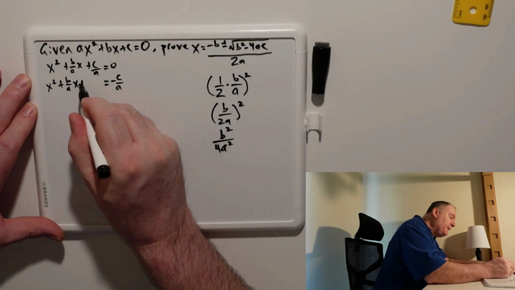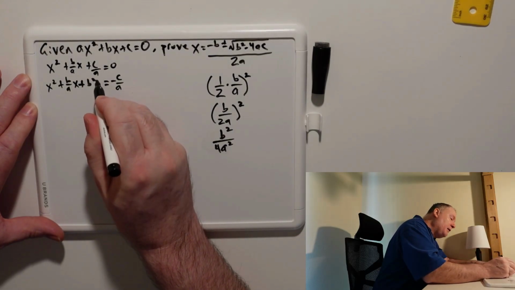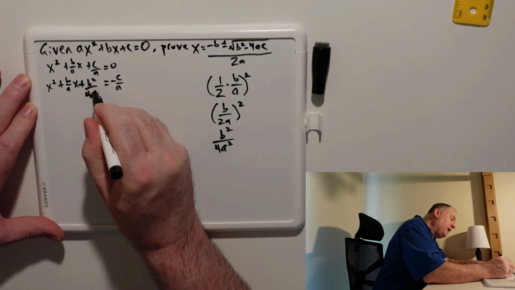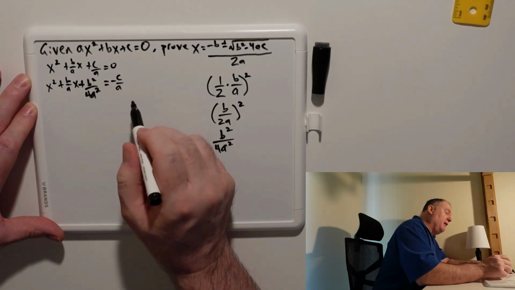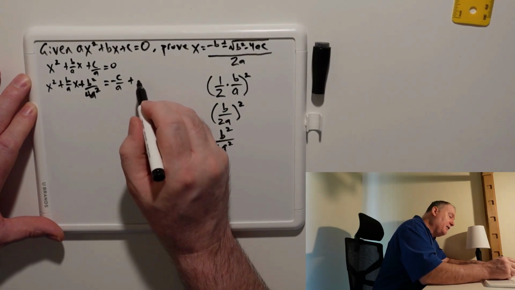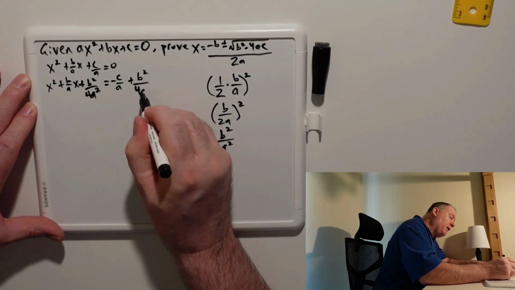plus this b squared over 4a squared. And if you add something to one side of an equation, then you also add it to the other side. So plus b squared over 4a squared.